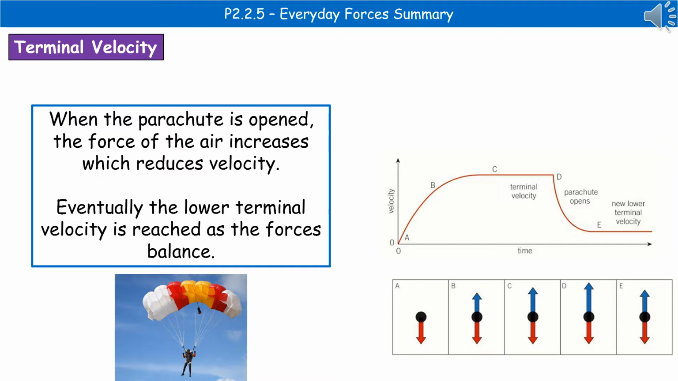When the parachute opens, then the force of the air will increase, and as a result of that, velocity is decreased, and that's represented on there by part D. So we can see that on that arrow the air is much greater than the weight, therefore we're going to have a reduction in velocity. Eventually though, what happens is those two forces will balance out once more and we reach a new lower terminal velocity, which means you can actually land on the ground still in one piece rather than a weird puddly mess.